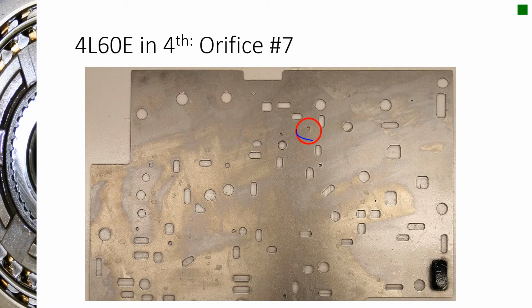This is that orifice number 7. It's not that small of a hole, but like everything else, leaks can add up and can cause problems. If any leaks get bigger than that hole, you're going to slip. You're not going to be able to generate any pressure, and you'll just have a band that slips.